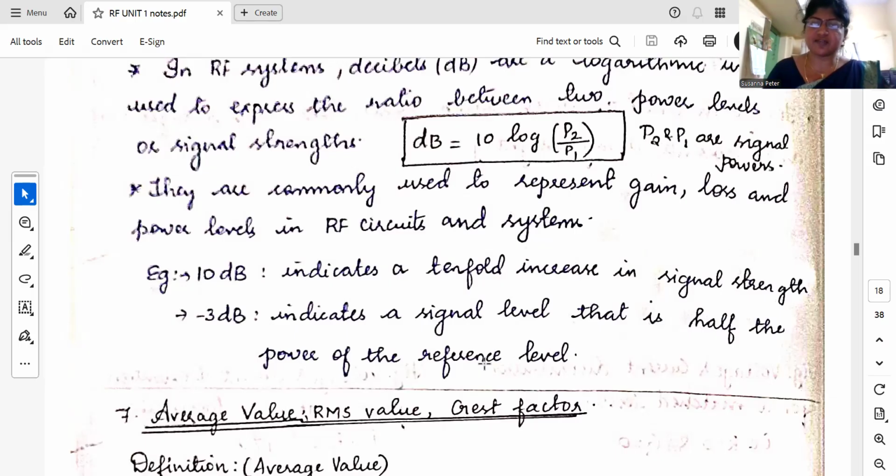So, what is first of all average value? In RF systems, the average value refers to the average power. Average power is the total energy transferred over a period, typically including both the signal burst and the time interval between pulses, before the starting of the signal and also the time interval between the pulses. So that is our average value. The average value of a signal is usually taken over a time period. Fine.